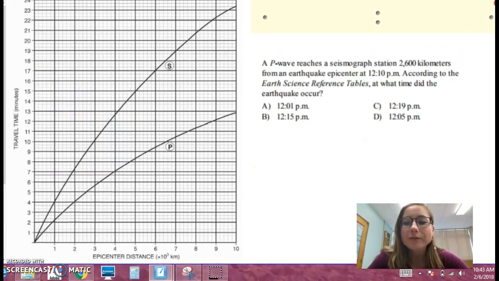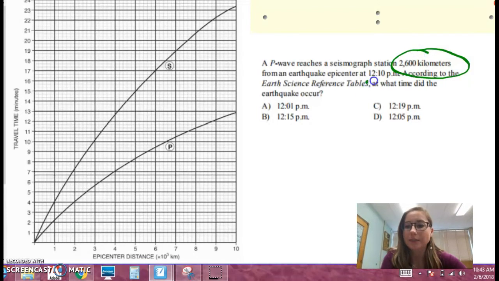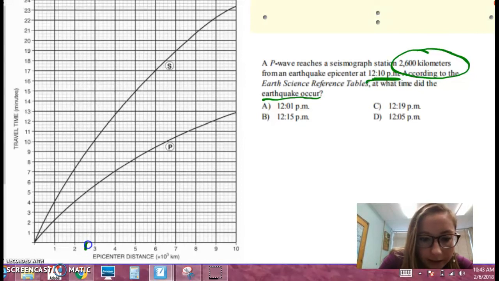A P wave reaches a seismograph station 2,600 kilometers from an earthquake epicenter at 12:10 p.m. According to the Earth science reference tables, what time did the earthquake occur? So we know that a P wave reached the seismograph station at 2,600 kilometers. That is over here at this point at 12:10 p.m. So again, we have to go up to that P wave and find some information about that P wave.